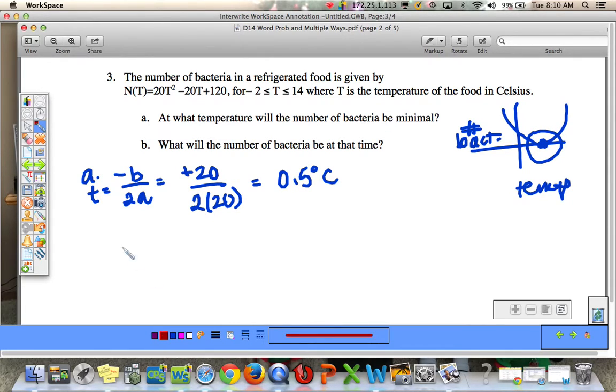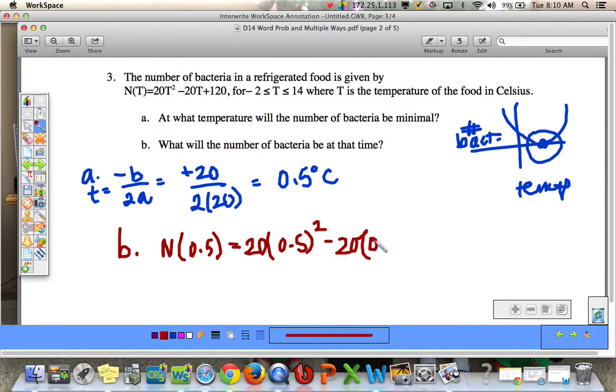So then let's do b. What will the number of bacteria be at that time? So you're going to plug in your function. Number of bacteria at 0.5 degrees Celsius equals 20 times 0.5 squared minus 20 times 0.5 plus 120. Okay, so you're going to plug that in here. And if we do that, the number of bacteria at 0.5 degrees Celsius would be 115 bacteria.